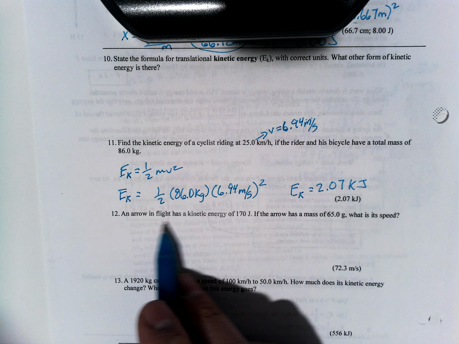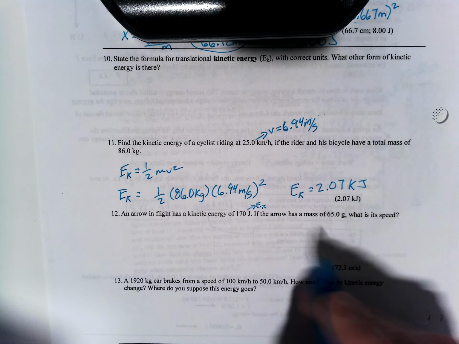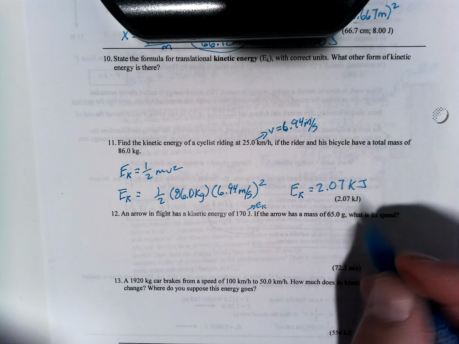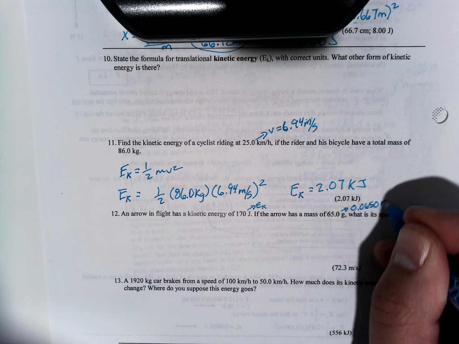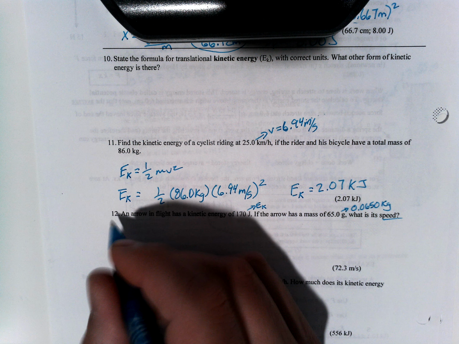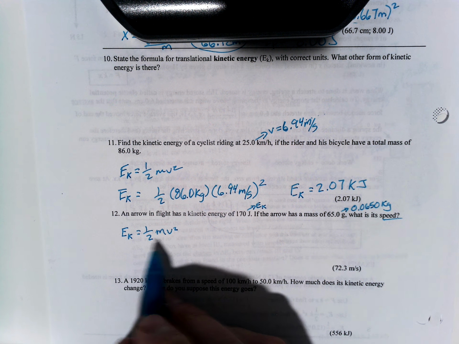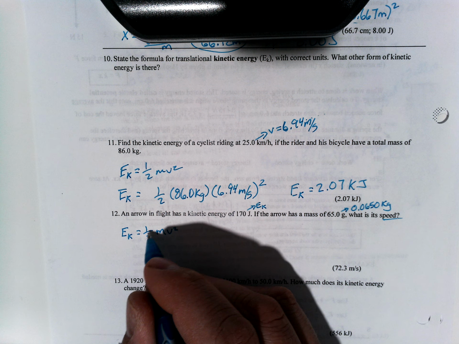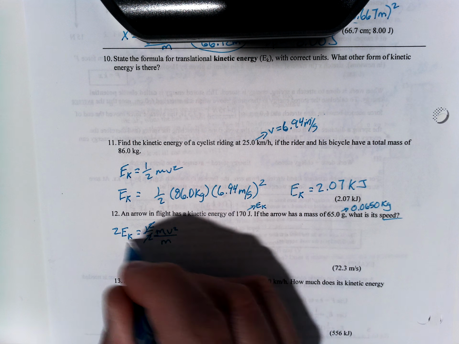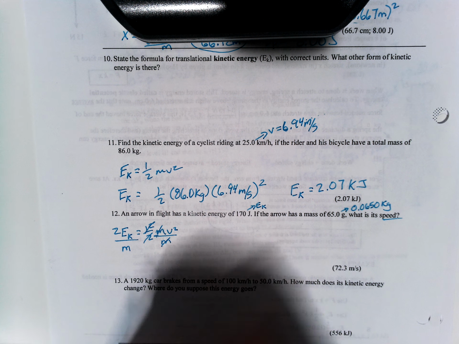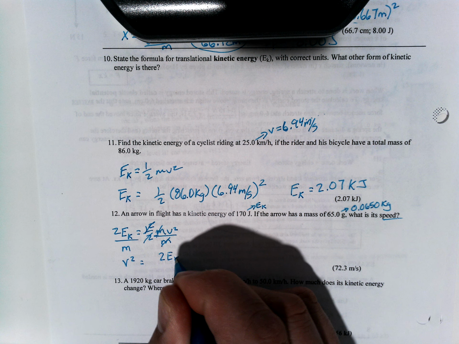Okay, an arrow in flight has a kinetic energy of 170 joules, so that's our EK. If the arrow has a mass of 65 grams, we have to divide that by 1,000, so we get 0.0650 kilograms. What is its speed? So with our formula, EK equals 1/2 mv squared, if I want to isolate v, I'm going to multiply both sides by 2. That will cross out there. I'm going to divide both sides by m. That crosses out that. So I get v squared is equal to 2EK over m.